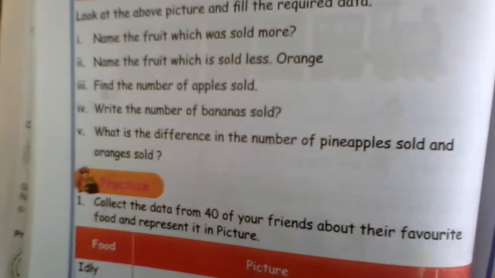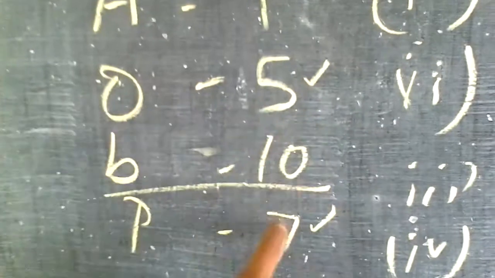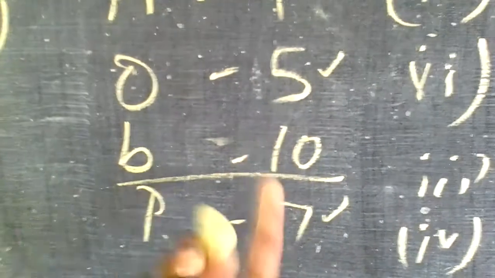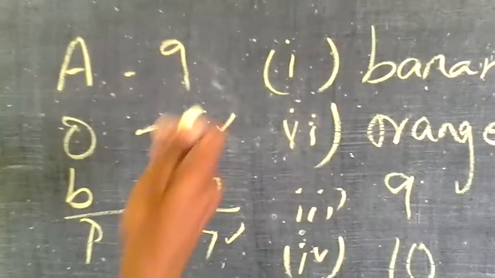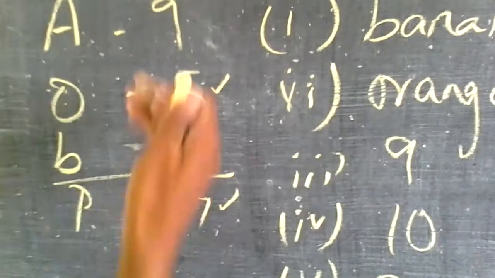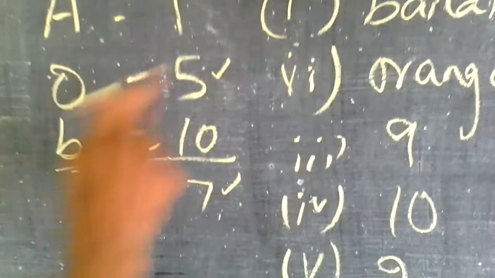Then the final one, what is the difference in the number of pineapples sold and the oranges sold? What is the difference we have to find? So this is pineapple, this is orange. So we have to subtract these two. The answer will be 2. Because in orange only 5, pineapple it is 7, so 2 more. Fine, this we have solved and you have to practice this. Fine, you practice this at your home.